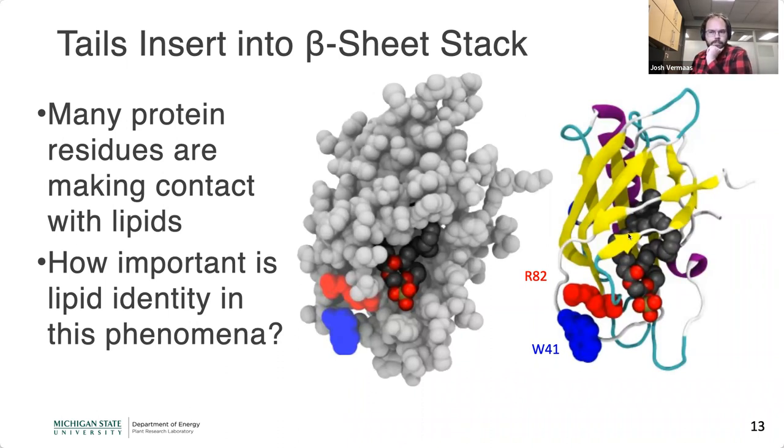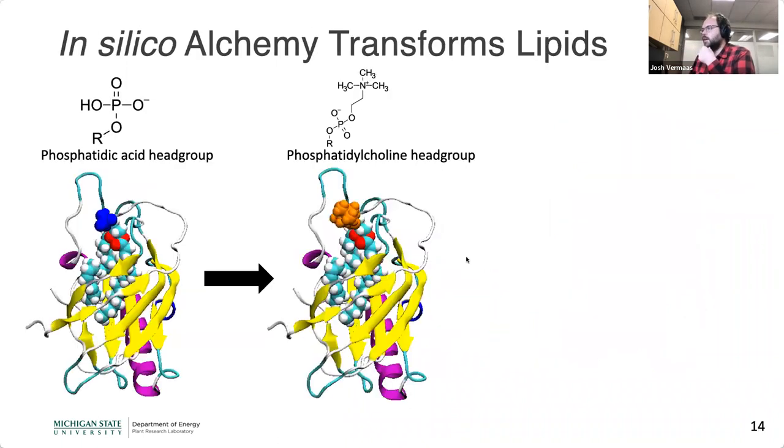Now, okay, that's great. Phosphatidic acid is one potential signaling molecule, but there are other lipids too. How does it know to only pick up that one? And what we decided to do, and this is again the power that we have of working computationally, is we can do alchemical things where we transform a lipid from one identity to another over a number of individual intermediate states. And so long as we keep track of those intermediate states carefully enough, and we do some math afterwards, we can calculate what the free energy change is of transforming this phosphatidic acid head group into a phosphatidylcholine head group.